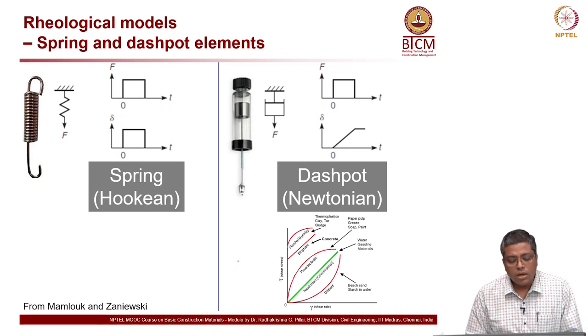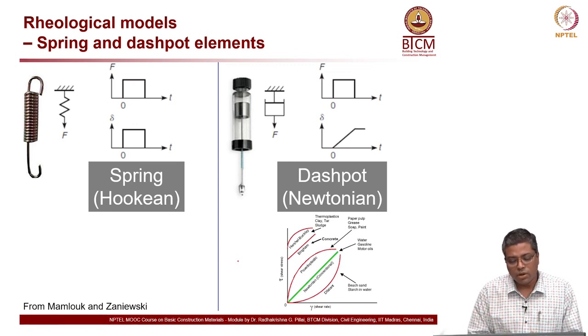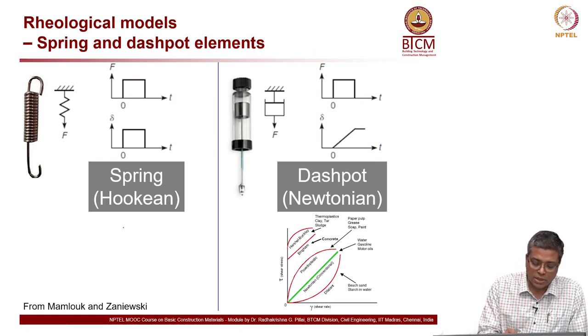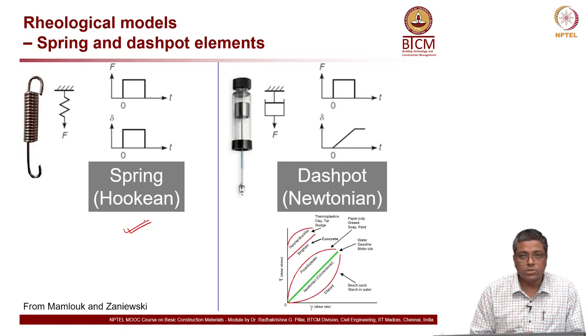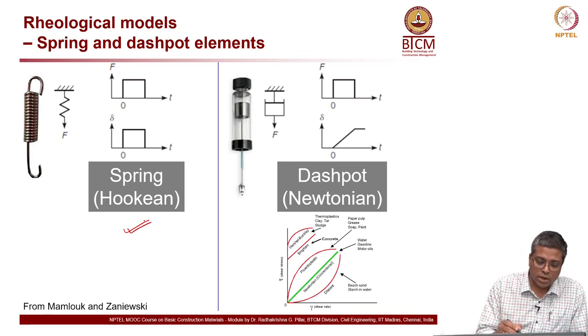Now, we talked about elastic behavior, we talked about viscous behavior. Now, let's see how we can model this. Elastic behavior, you have seen many times, we can model by using Hooke's law, spring constant. You have seen that also.